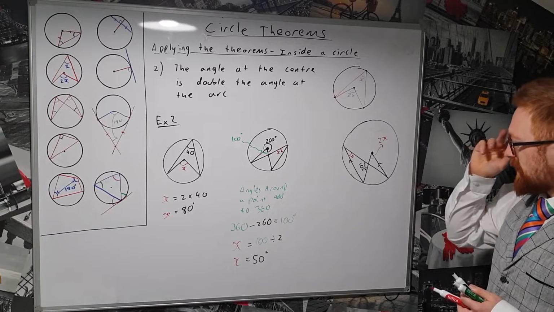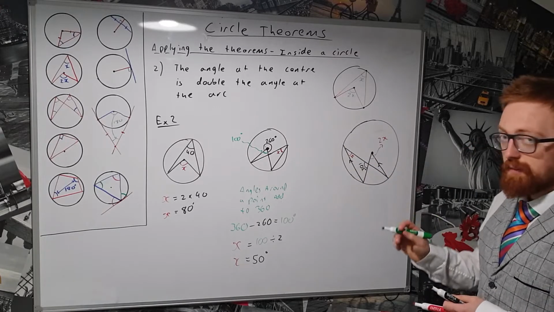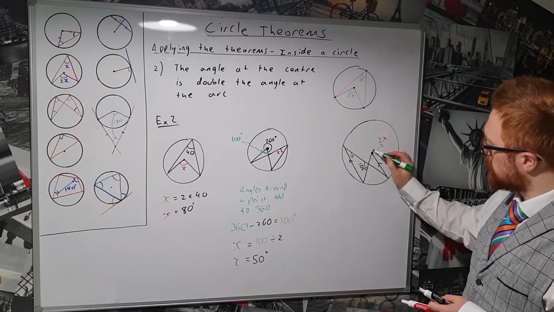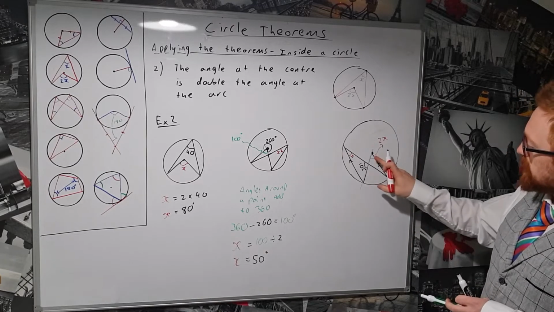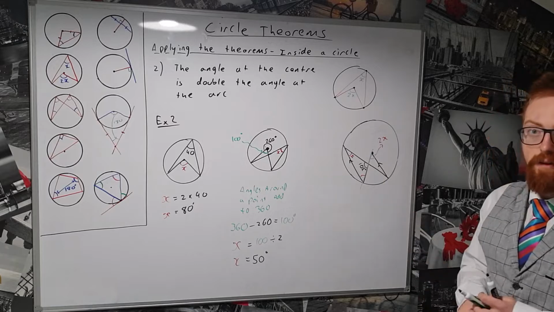Okay, so now we need to use the fact that we have parallel lines. So if we think back to our parallel lines video, we've got our transversal that crosses these two parallel lines here, which means that this acute angle and this acute angle have the same value.